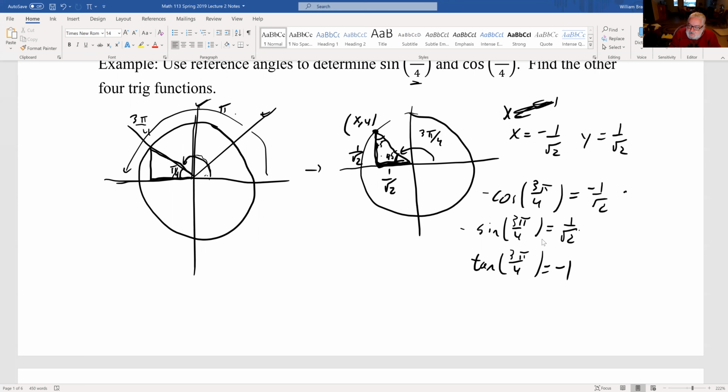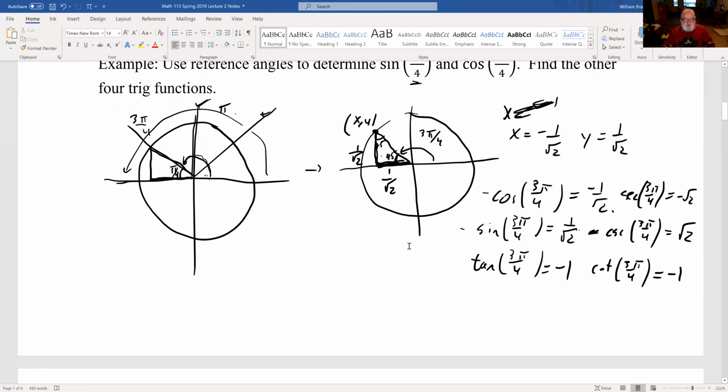Now, secant of 3 pi over 4 is the reciprocal of cosine. That means just take this thing and flip it, minus square root of 2. Since if we want to calculate cosecant, that's 1 over sine. It's the reciprocal of sine. So that's also square root of 2. And cotangent is 1 over tangent. It's the reciprocal of tangent. And 1 over minus 1 is just minus 1.